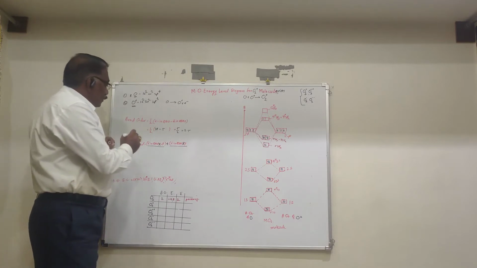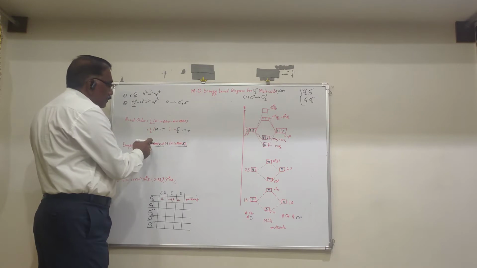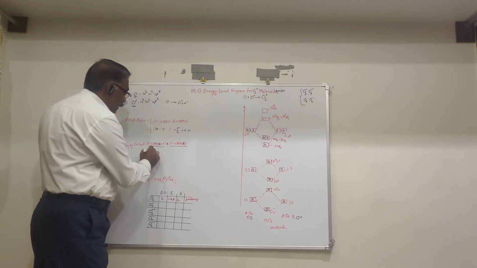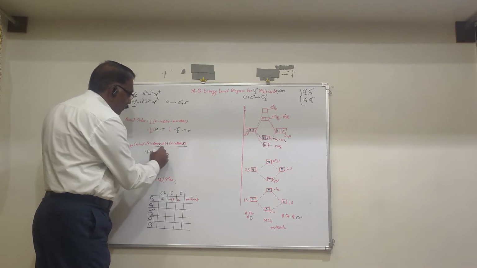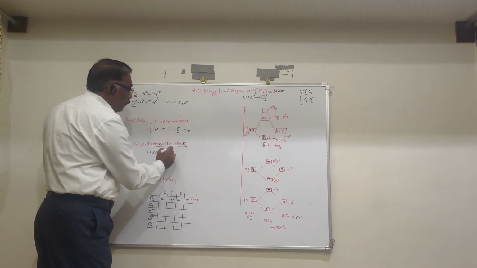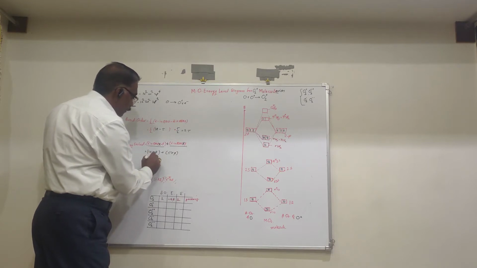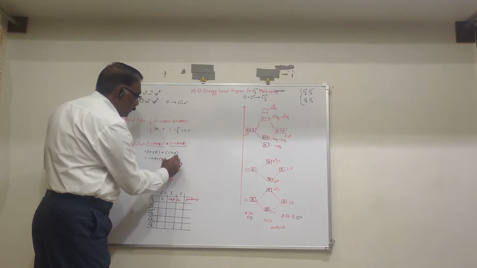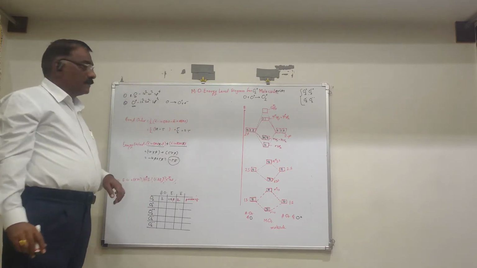Now the energy evolved is calculated by the formula. The stabilization energy is equal to electrons in BMO, 10, into minus beta, plus electrons in ABMO, 5, into plus beta. So it is equal to minus 10 beta plus 5 beta, which is minus 5 beta. This is the stabilization energy.